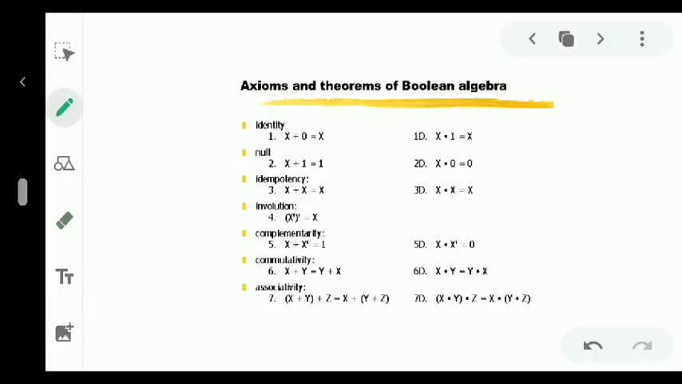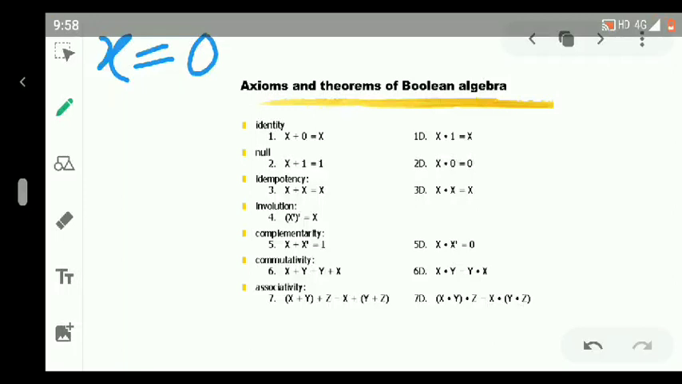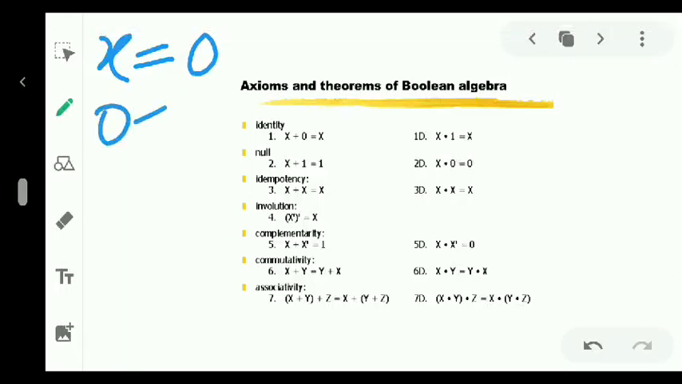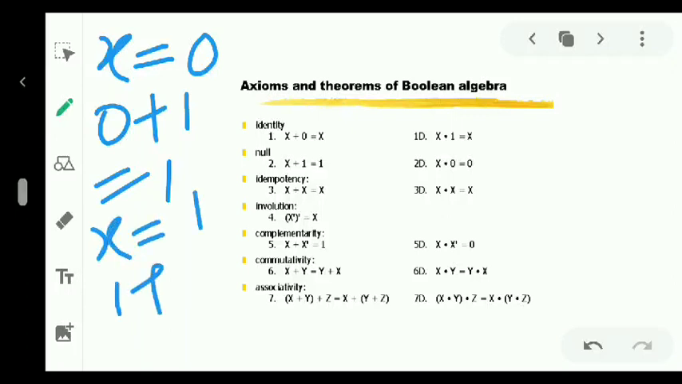Next we will prove the second rule, that is the null rule. Null rule is saying that if you add 1 with the x value, then it will return only 1 as a value. Let me check that one. The x value equals to 0. X plus 1 means 0 plus 1 is equal to 1. True. Let me check for the value 1. 1 plus 1. If you are doing the Boolean algebra addition, then its value is 1. Don't apply the binary addition concept over here. So it is proof.